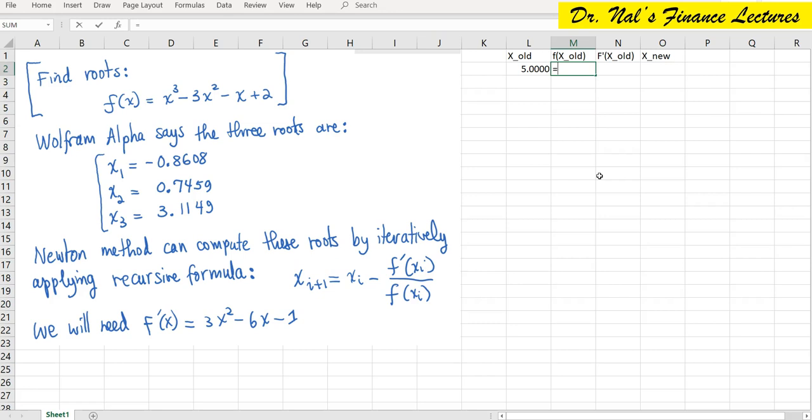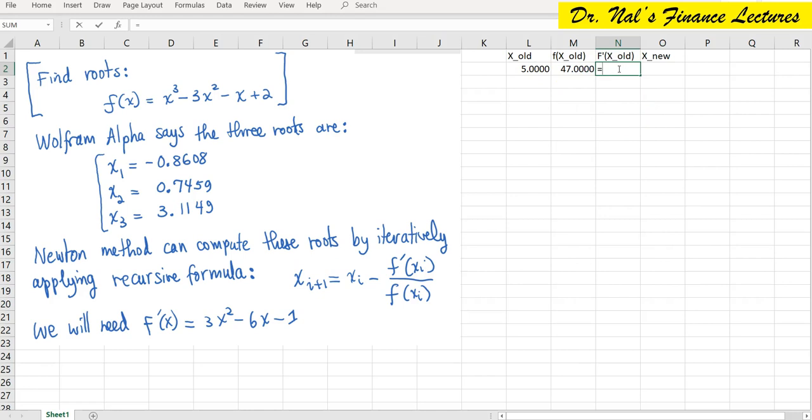So first things first, I need to calculate the value of the function evaluated at the starting point, which in this example is this point. So it is plugging that point into this function: this point cubed minus 3 times that same point squared, and then minus that plus 2. That's the function evaluated at x equals 5, and if you remember from our previous video, that's the calculation that came out as well.